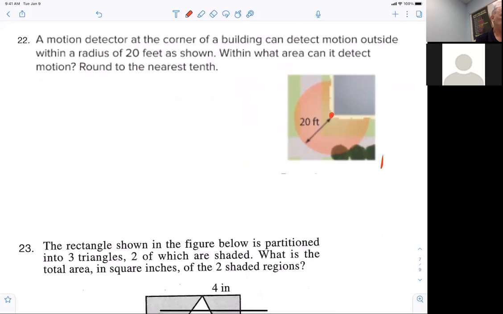Okay, so a motion detector has the ability to detect motion outside within a radius of 20 feet. Within what area can it detect motion? Do you understand there are things that detect motion? You put it on the house, and that way your house is able to keep track of this. So they're asking, what area does your motion detector cover? Do you realize that's a circle? How much of the circle is it?